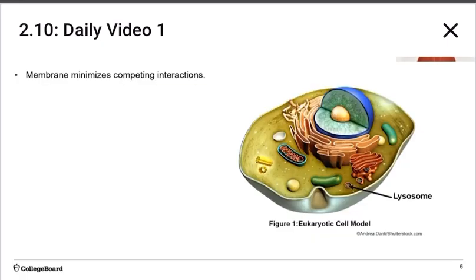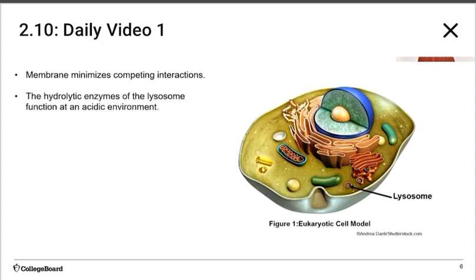So membranes minimize competing interactions. When you have several reactions occurring in the same location at the same time, molecules from these reactions can interfere with each other and maybe speed up a reaction or slow it down based on that interference. So it's valuable to have the compartmentalization that we see here.